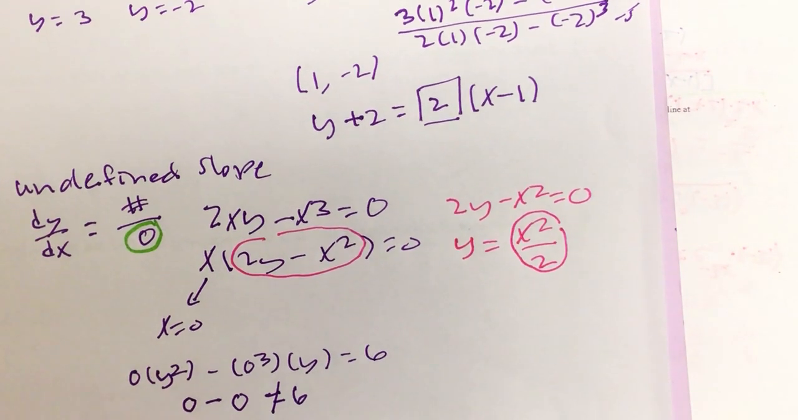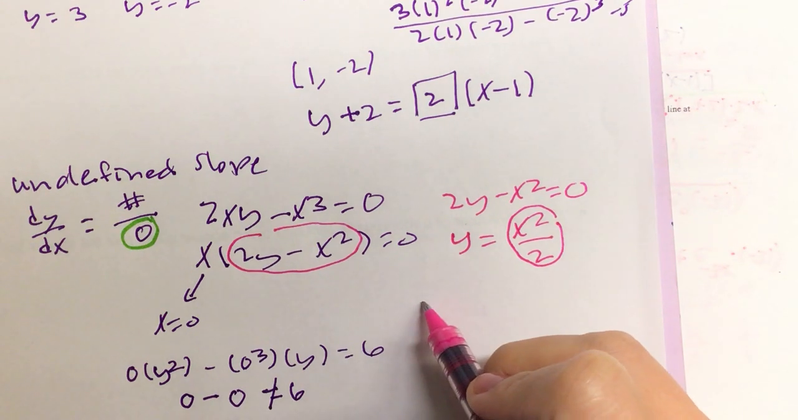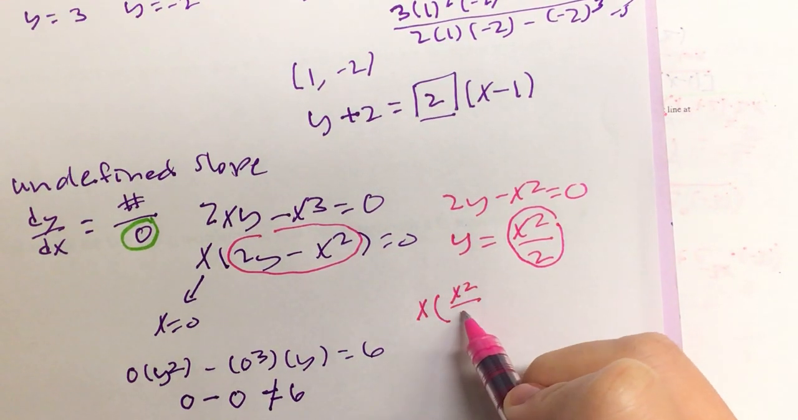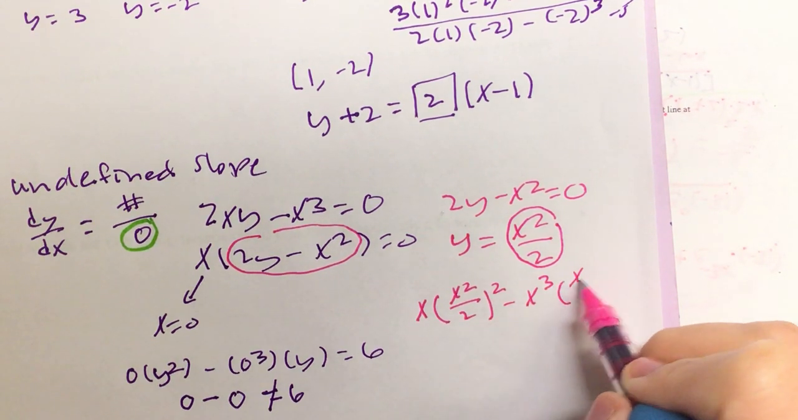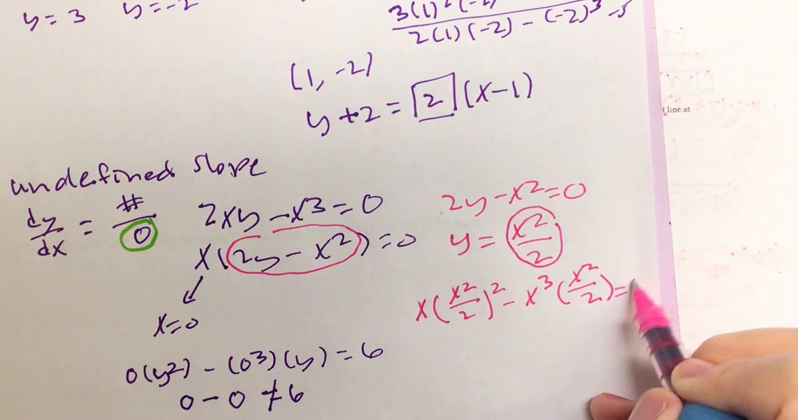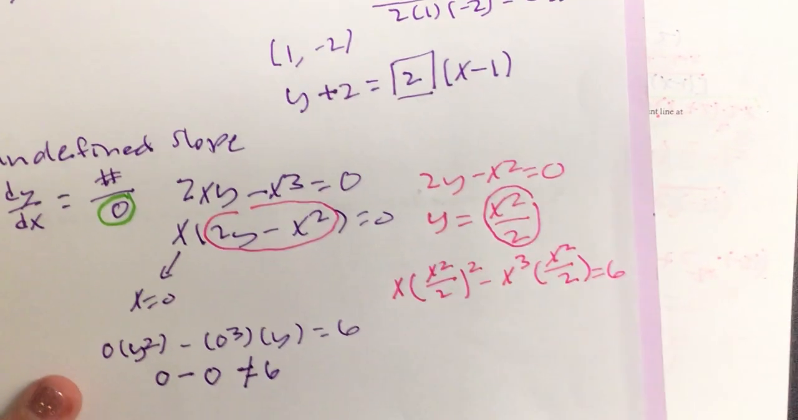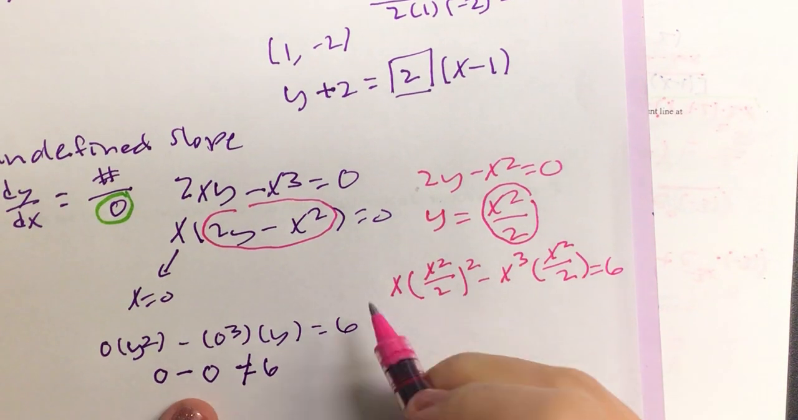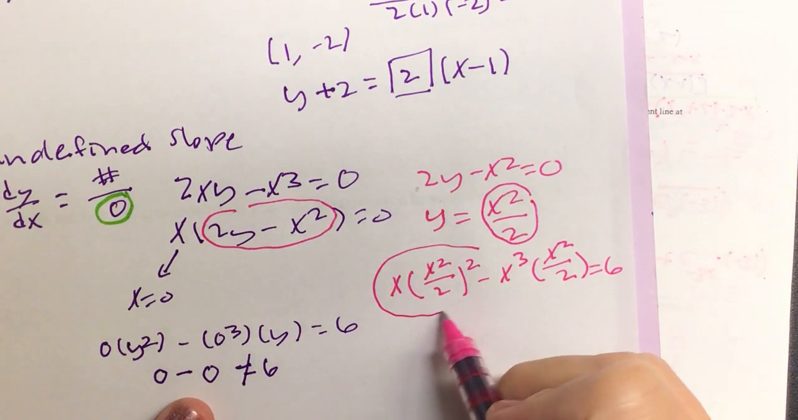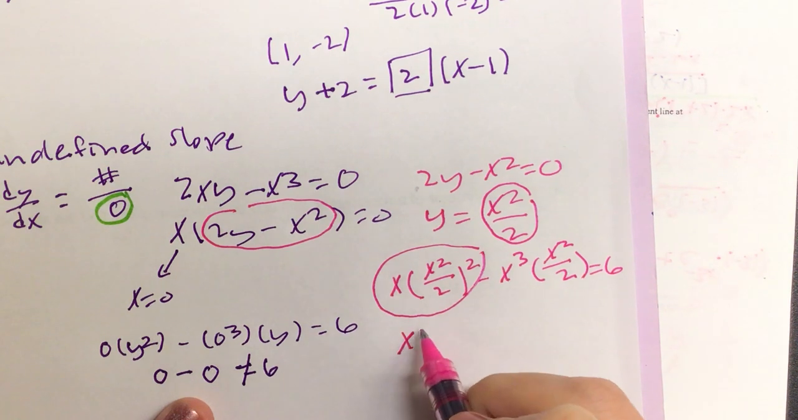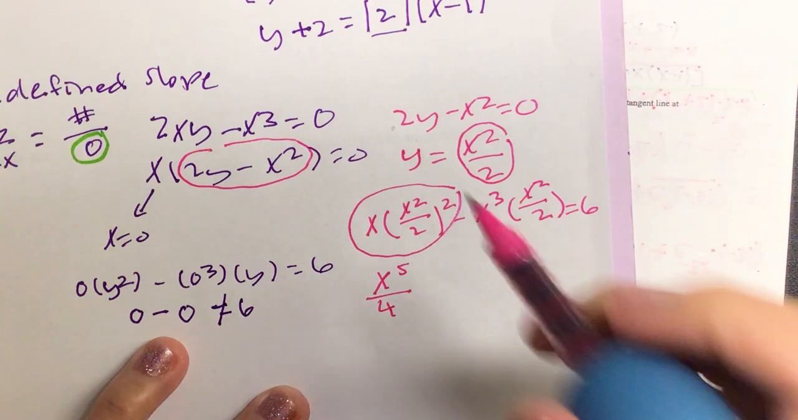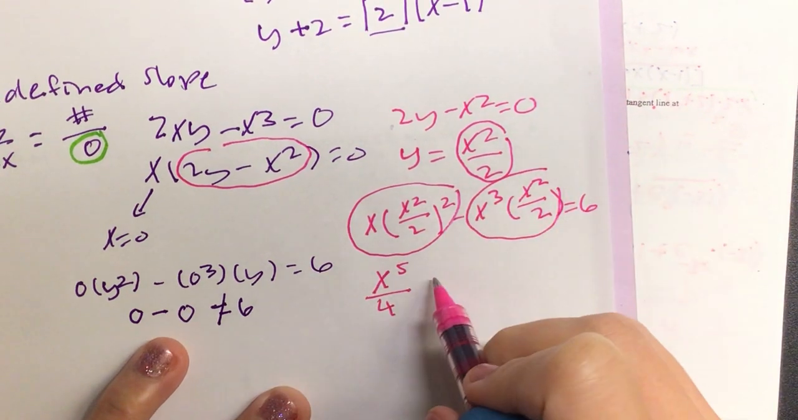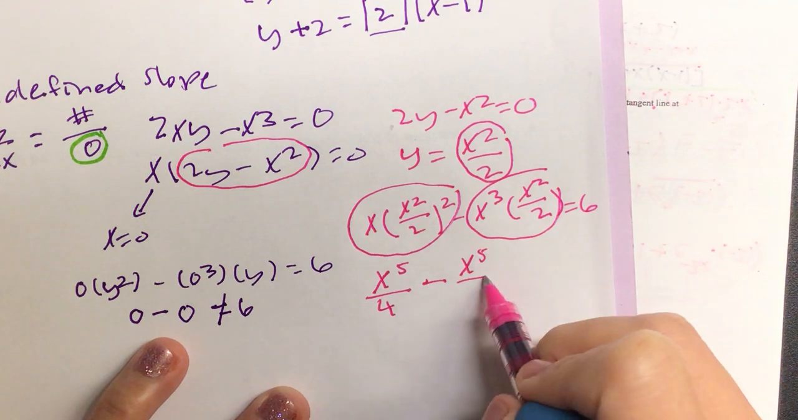The original equation is already on the top of part A, so I'm not going to write that piece down. I should just stay with the pink. So we have x times x squared over 2, all squared, minus x cubed times x squared over 2 must equal 6. So that means we're solving for x. Let's simplify this. If I simplify all of this, that's going to give us x to the power of 5 all over 4. Are we okay with that? If I simplify the other part, that's going to give us minus x to the power of 5 over 2.